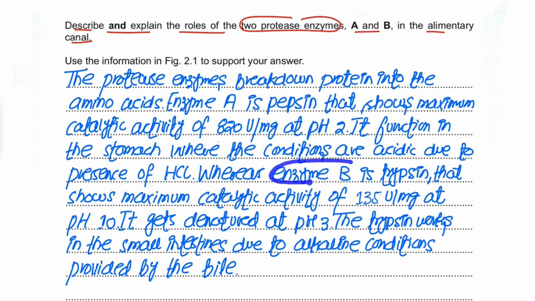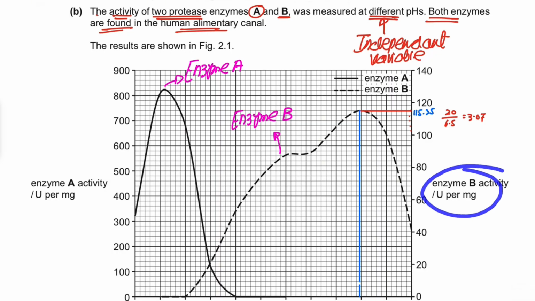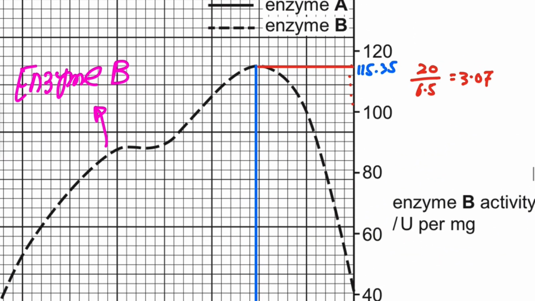Whereas for enzyme B, as we have seen from the graph above, this is trypsin, and this is showing the maximum catalytic activity of 135 micron per milligram at pH 10. Now, if I just come here for the activity of enzyme B, you see that between 100 and 120 we have a total of 1, 2, 3, 4, 5, 6, 6.5 divisions. So if I were to divide 20 by 6.5, every small unit here is representing 3.07 in terms of U per milligram.